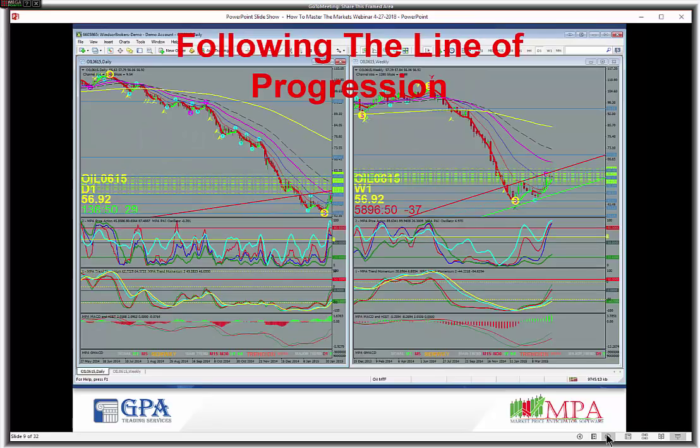Here's an example of not only aligning the time frames, but what we mean by following the line of progression. And the line of progression is, as stated, that the lower time frames tend to cycle within the larger time frames, and they exhibit very specific behavior. So here's another shot of oil that was in that monthly turning over, weekly turning over, daily turning over. So all the time frames were aligned. And now we're going to show you how the software stair steps in a downtrend.